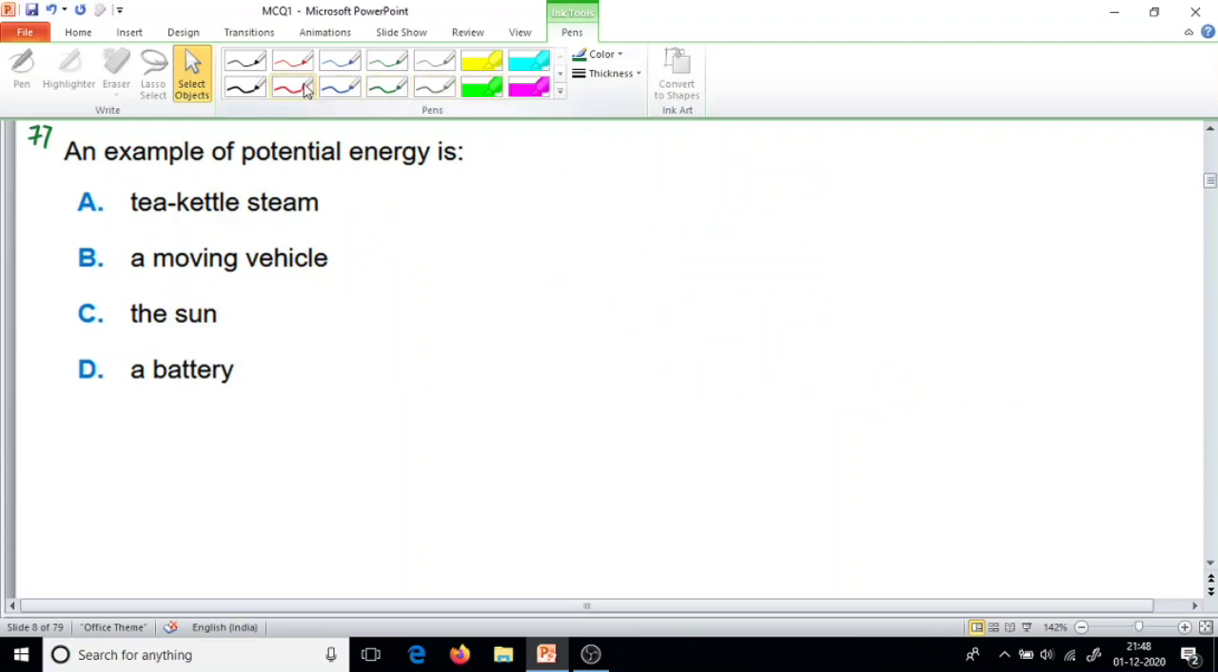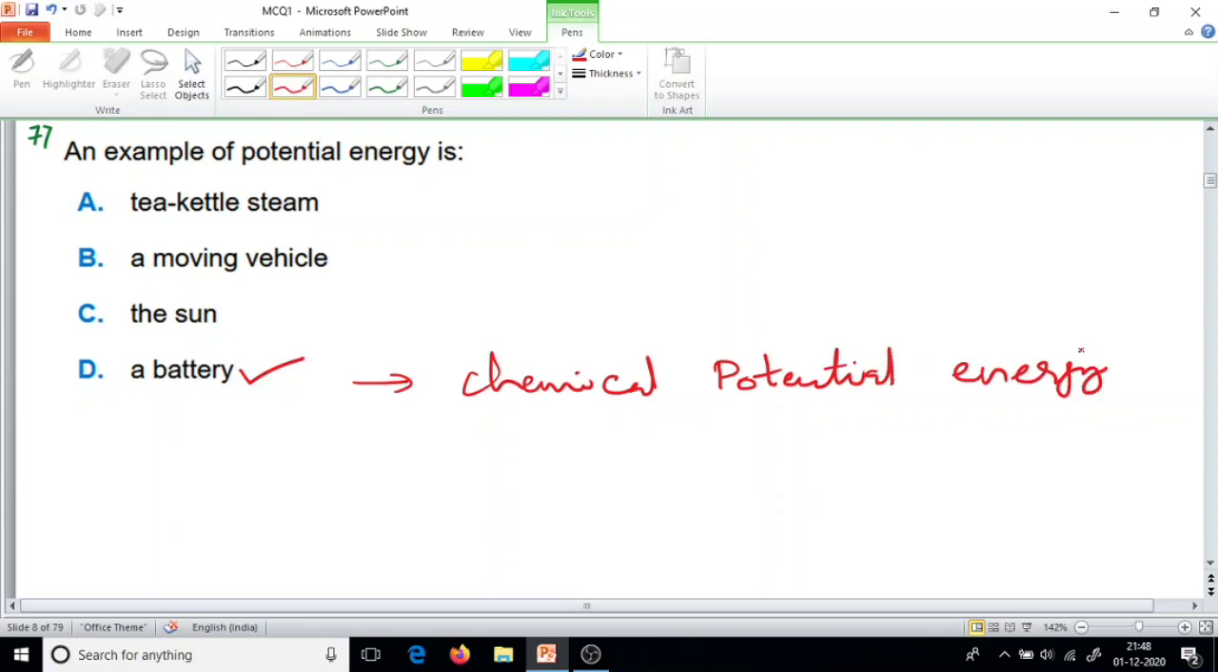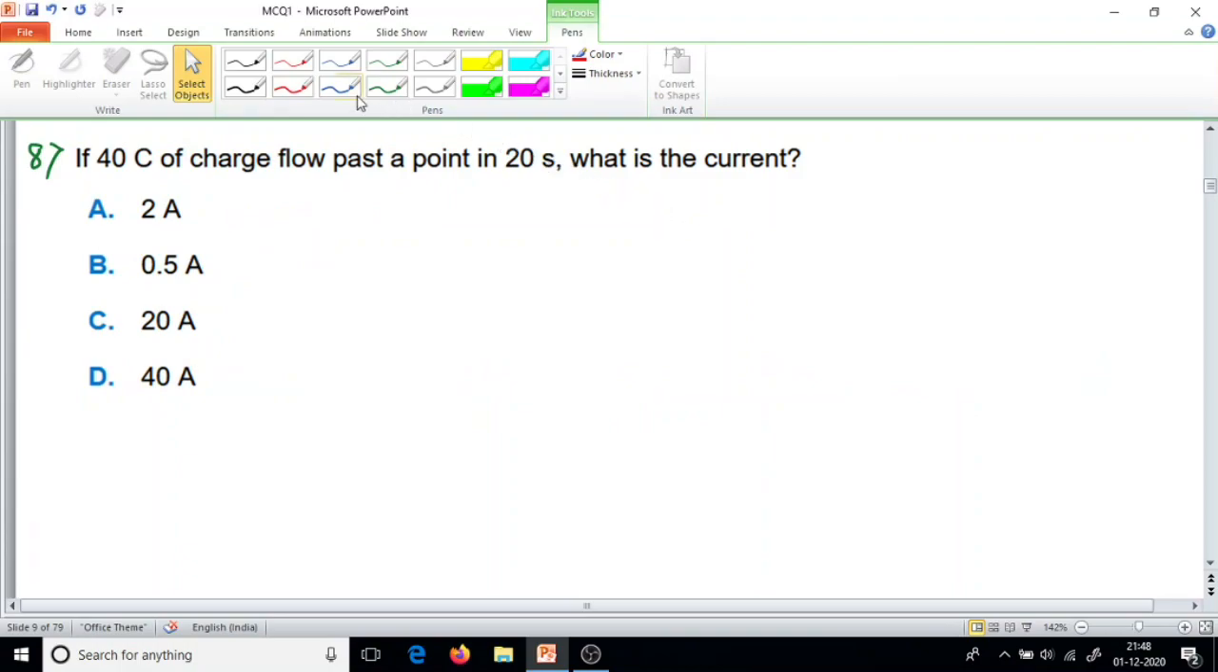Question 7. An example of potential energy. Out of this, battery is an example of potential energy. There is a term called chemical potential energy. This is related to battery. Question number 8. If 40 coulomb of charge flow past a point in 20 seconds, what is the current? Q equal to IT.